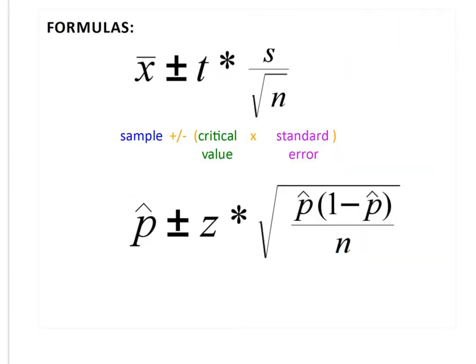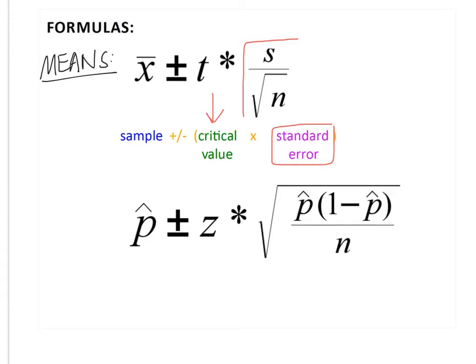So let's take a look at the two formulas that we've seen so far. This first formula is for means. And for means, we said that's x bar plus or minus t star, which is my critical value, times the standard error, which is s over the square root of n. So the critical value is the star piece, and then the standard error is s over the square root of n, or everything after the critical value.